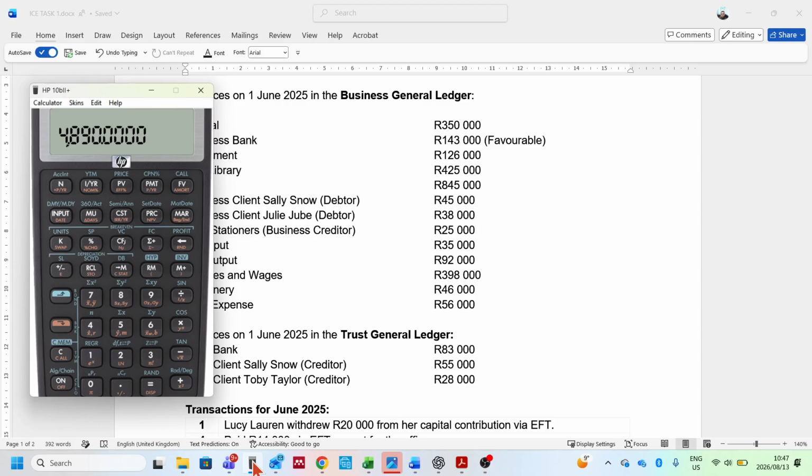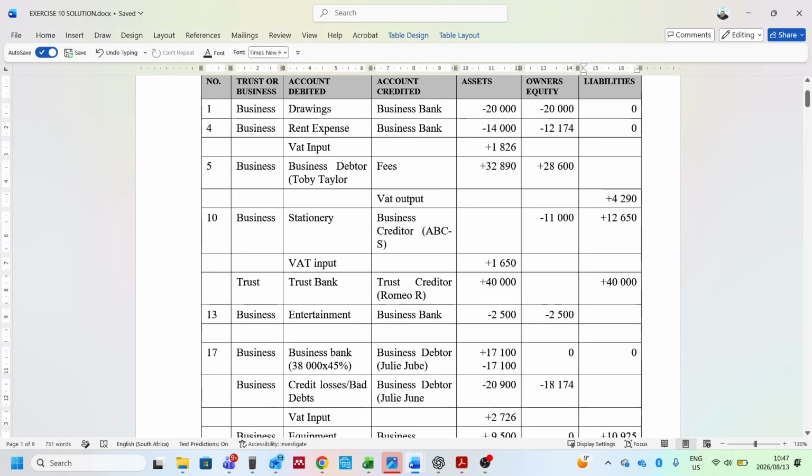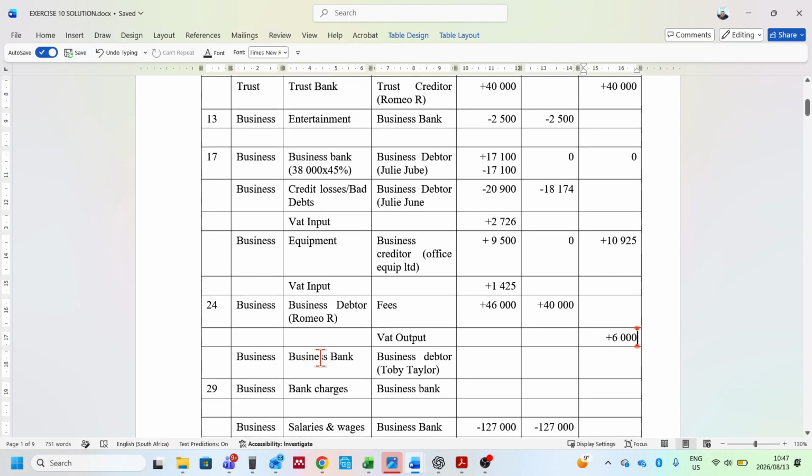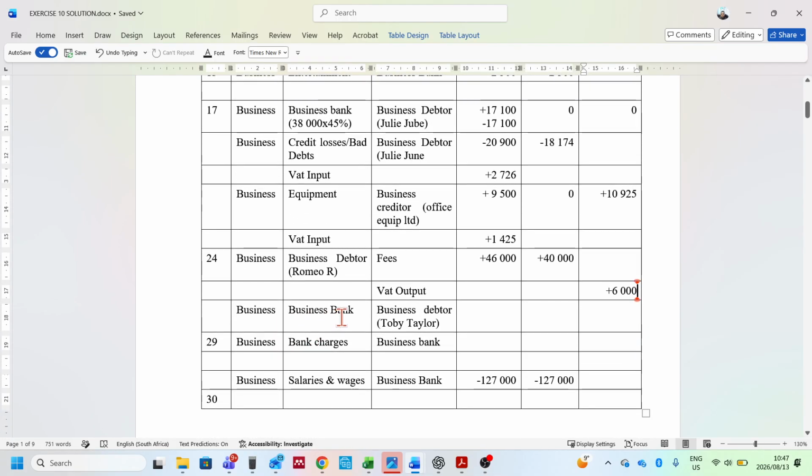So this means that your business account will then be affected. You are going to debit your business bank account and credit the business debtor account to indicate what? His account is now being reduced by the amount that we are receiving. So business bank will indicate a plus 4,890. That's the amount we are receiving. At the same time, the business debtor account is an asset. So since he has paid us, it's going to be reduced by how much? Minus 4,890.